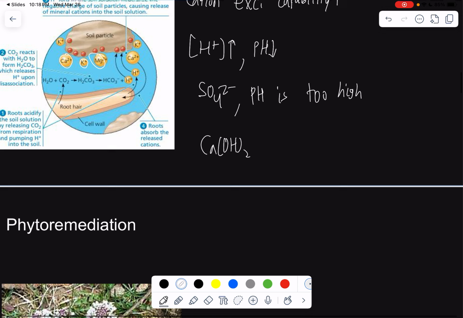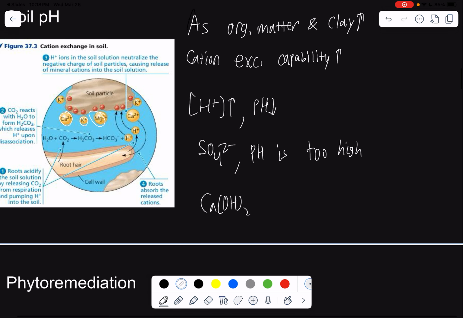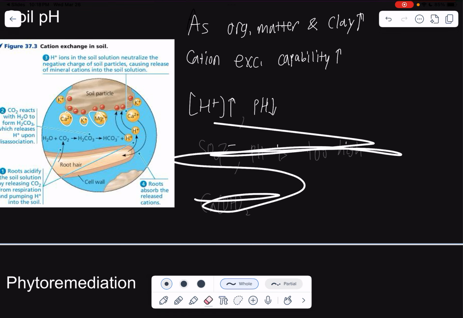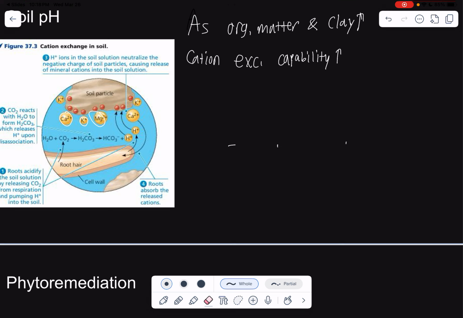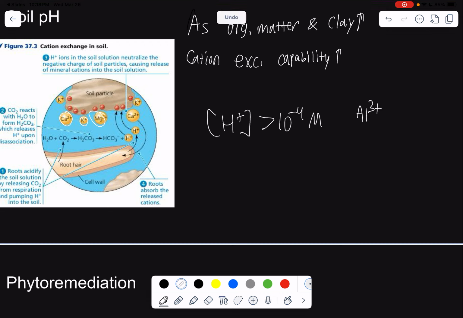One thing to note is that when the hydrogen ion concentration is greater than 10^-4 molar, toxic aluminum ions, Al3+, become more soluble and are absorbed by roots, and these stunt root growth and prevent the uptake of calcium, a needed plant nutrient.